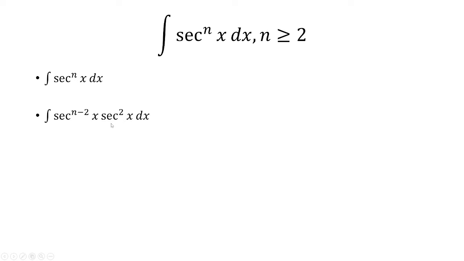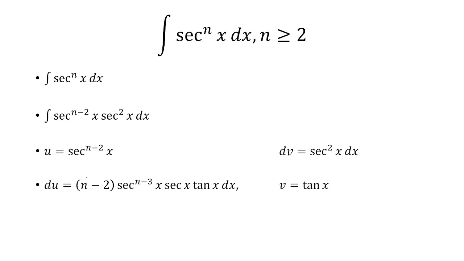And the reason I'm going to do this is because I'm going to use integration by parts, and I know how to take the antiderivative of secant squared, because that's just going to be tangent. So then I'm just going to be taking the derivative of secant raised to the n minus 2, which is going to be u here. So this one we have to bring down the exponent, subtract 1 in the exponent, and then take the derivative of secant, which is secant times tangent. The antiderivative of secant squared is tangent.